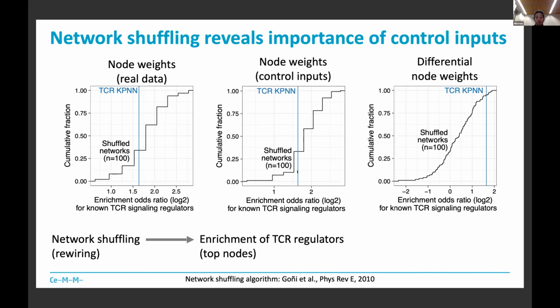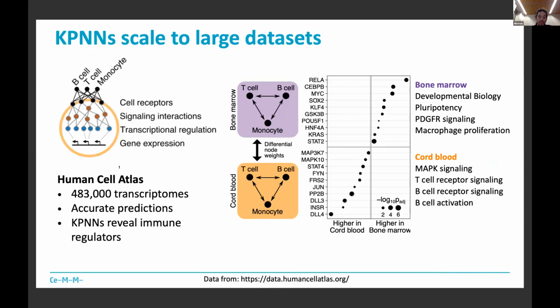Okay, now we have shown that this approach and these two methodological optimizations are really useful for interpretation. Now I want to show also the versatility of this approach in larger and different data sets. The first one is the human cell atlas. This is a large data set of about 500,000 transcriptomes. Here, in two organs, bone marrow and cord blood, I used KPNNs to predict immune cell subsets, so T cells, B cells, and monocytes from gene expression.